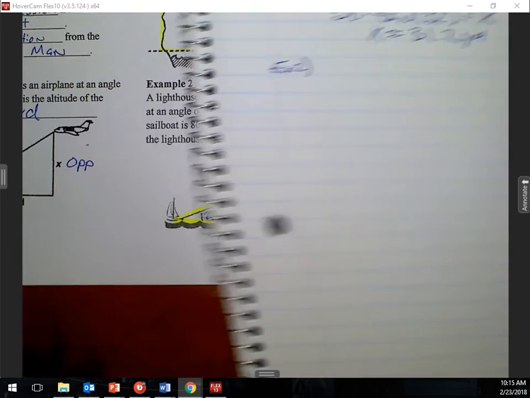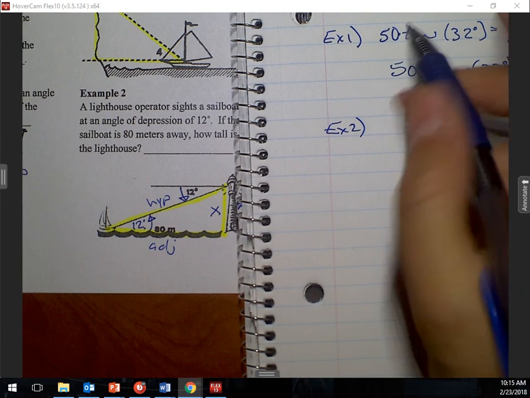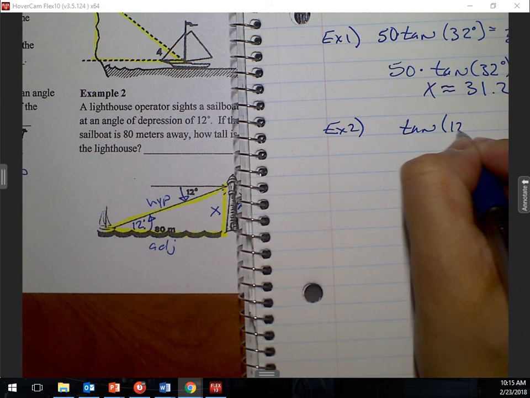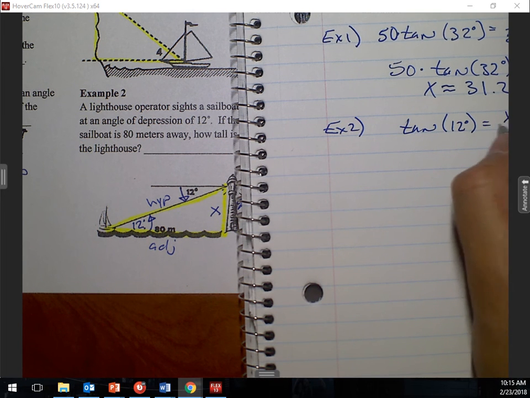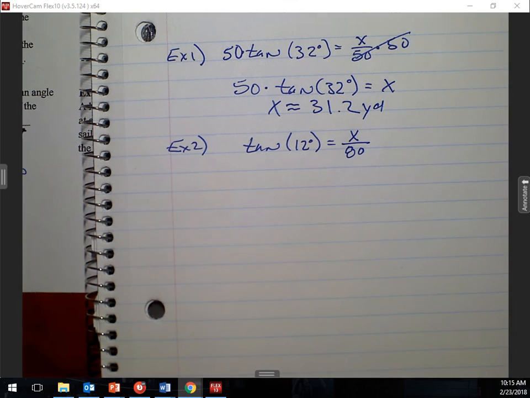So let's see. Trying to make sure I could actually have both on the screen. There we go. So I'm going to have tangent. So it's tangent of my reference angle, which is 12 degrees, is equal to opposite over adjacent. My opposite is X. My adjacent is 80. There we go. So now that I have that set up, now I can do my math, right?